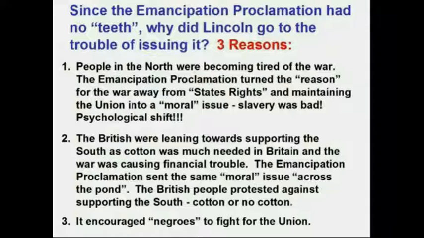Up until the Battle of Antietam, a short time before the Emancipation Proclamation was issued, the North had lost most of the battles. But the Battle of Antietam changed the course of the war. Lincoln could ill afford Britain to join forces with the South. It would have meant certain defeat. At the same time, Britain had moved against slavery, both politically and morally. The Emancipation Proclamation sent the same moral issue across the pond as it did here at home. The British people protested against supporting the South, cotton or no cotton. Britain elected not to support the South.